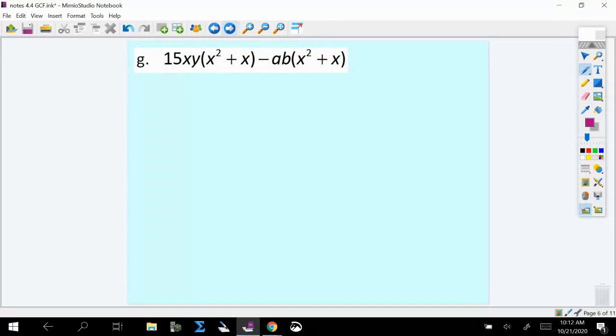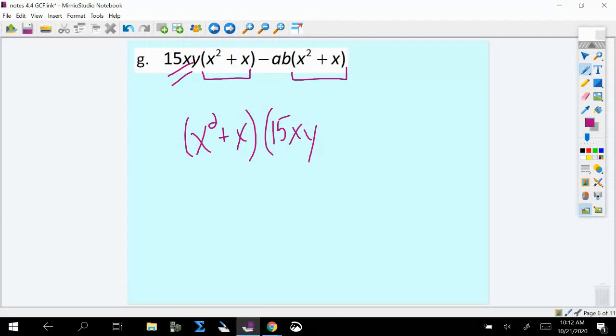This one's the same idea. They both have this chunk. They both have this x squared plus x. That's the only thing they have in common. So what I have left is I still have a 15xy, and I still have a minus ab. So that's how you take out a big piece or a big chunk.